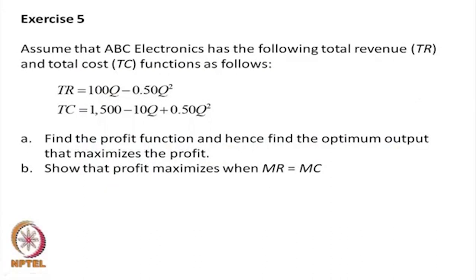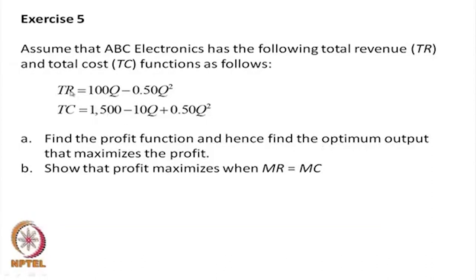Now, we come to our next exercise, and this says, assume that a company with the name ABC Electronics has the following total revenue and total cost functions. So, total revenue function is given in this fashion, and total cost is given in this fashion, where Q is the quantity produced. Find the profit function, and hence find the optimum output that maximizes the profit.